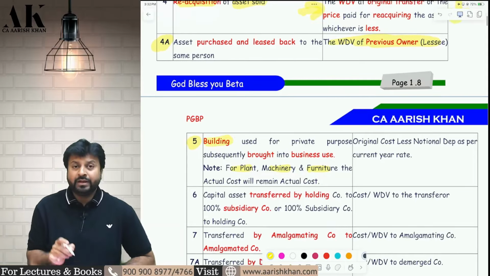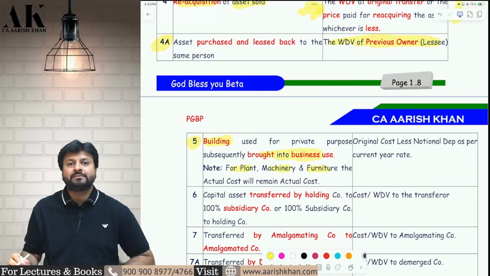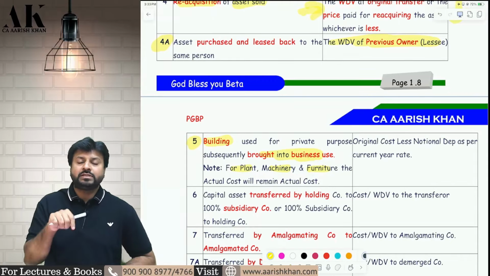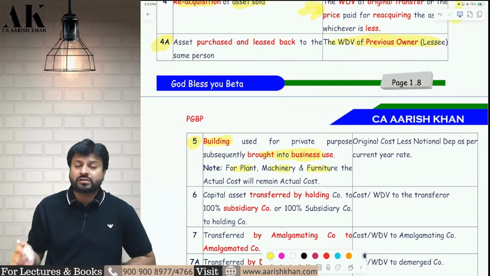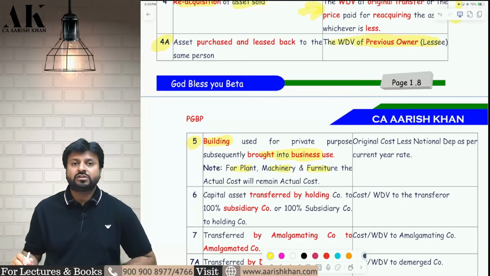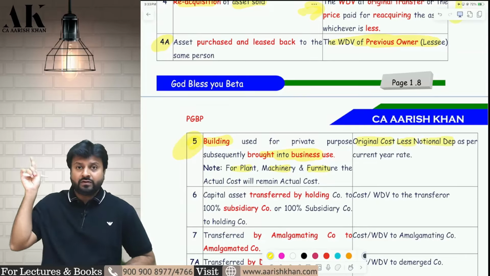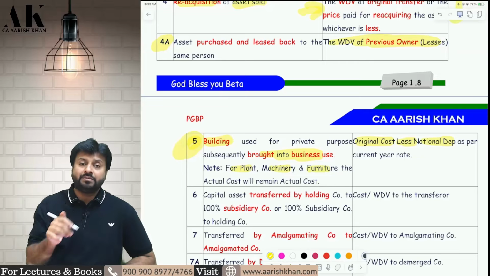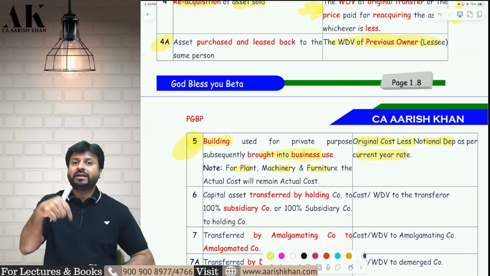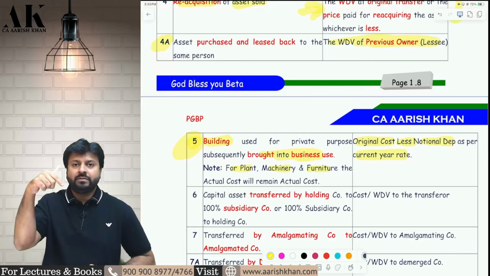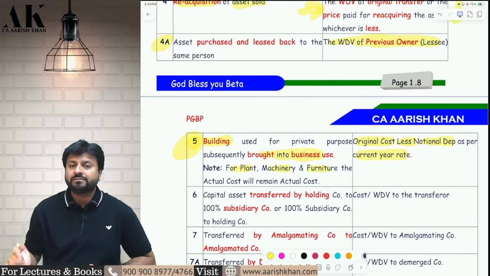But yes, if you bring your personal building into business, if you make your house as your business property, as your office, then actual cost has to be determined as per explanation 5, which says it is the original cost of the building less notional depreciation for number of years the building was used for personal purpose. As per the depreciation of the current year, the rate of depreciation will be of the year in which you are converting the asset. Okay.